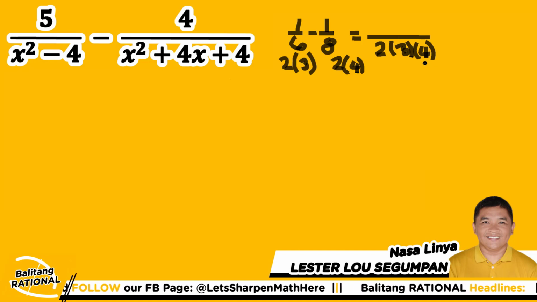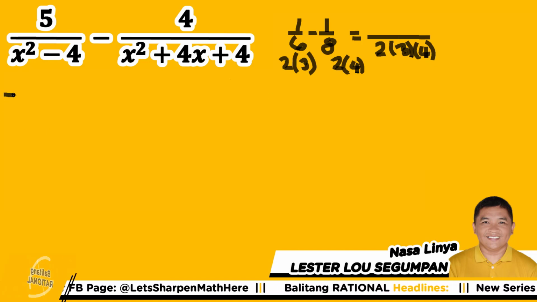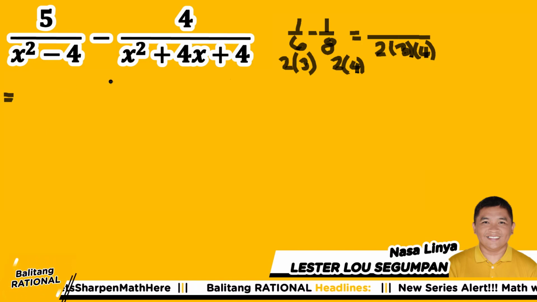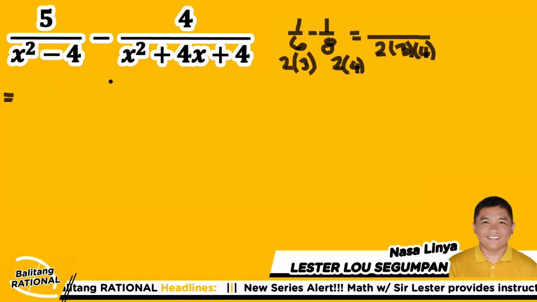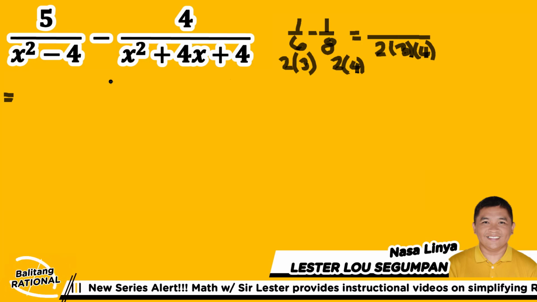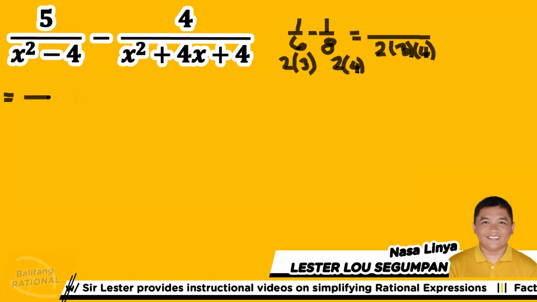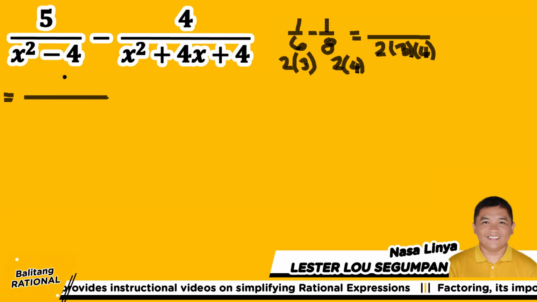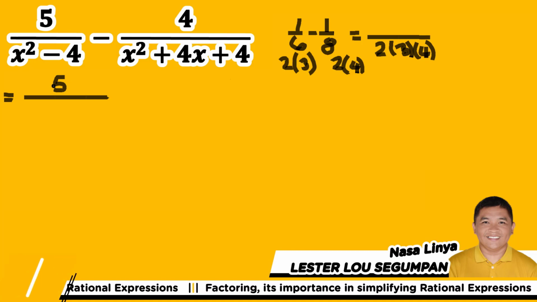But let's start with going back to these given rational expressions. Now, it's very obvious na di po sila similar kasi nga po yung ating denominators are different expressions. But since we are going to look for LCD, let's try to factor both of them. We're talking about the denominators here. So this is still 5. And let's factor the first denominator. You have x squared minus 4.